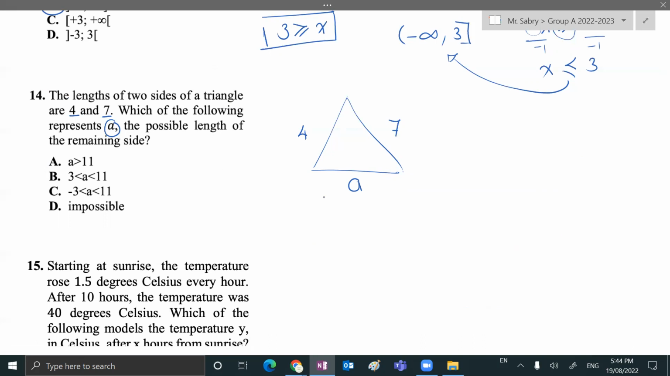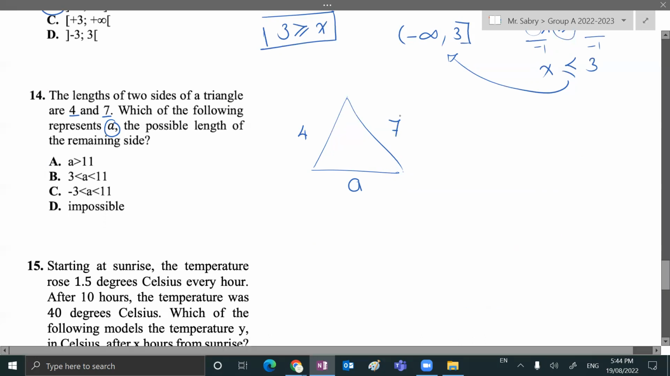If you're not given angles, then you can find a range for the third side. Meaning you can know between what and what the value of the third side could be. How do I find the range? The third side is always less than the sum, actually less than but not equal, and bigger than the difference of the two other sides. What do I mean by that? The third side is supposed to be less than 7 plus 4 and bigger than 7 minus 4.